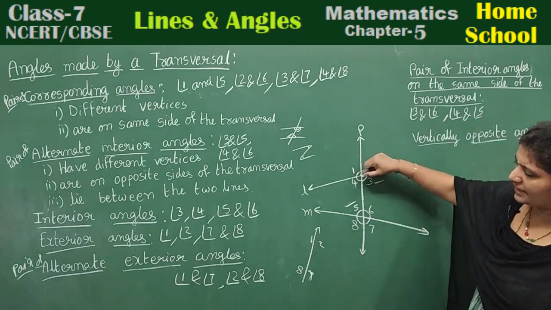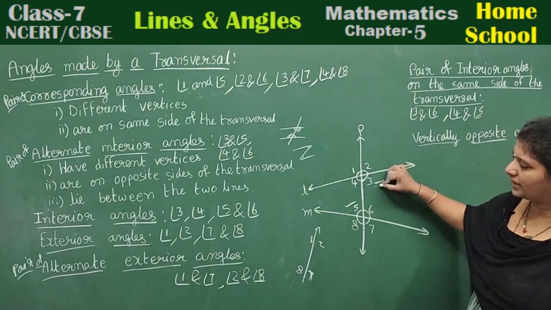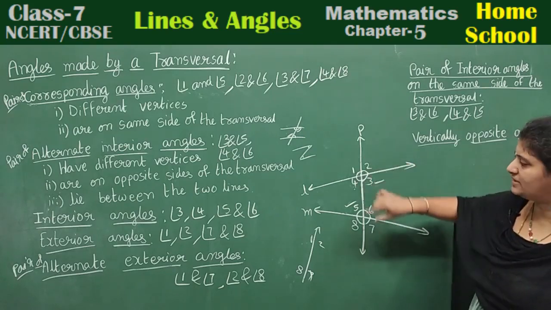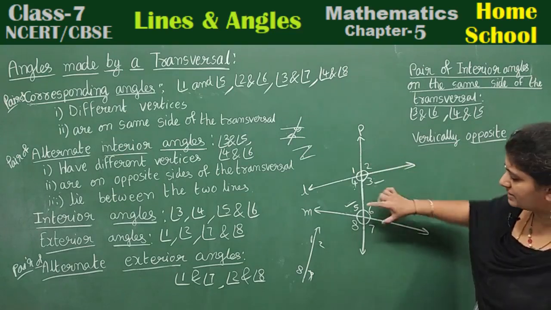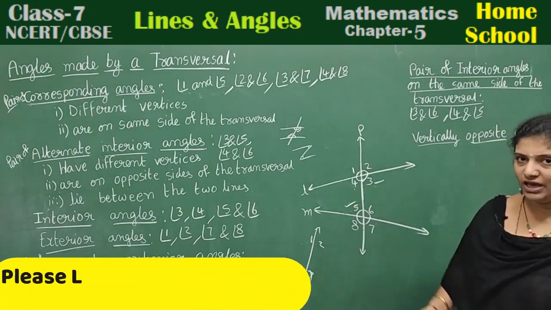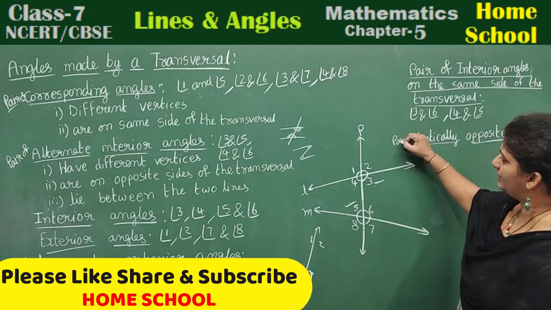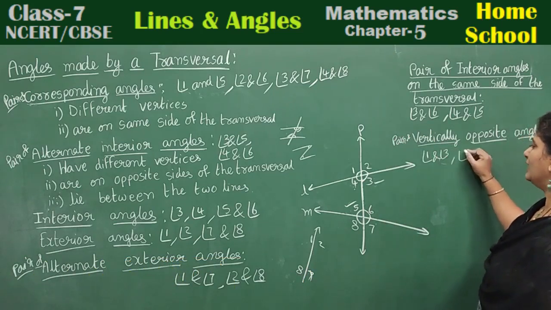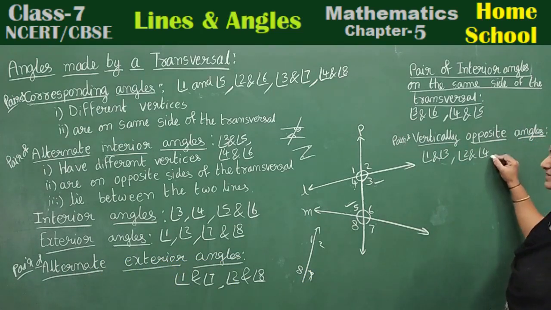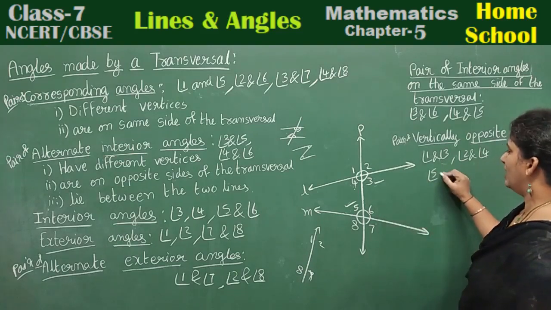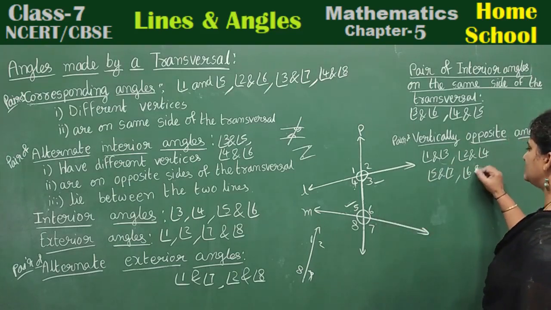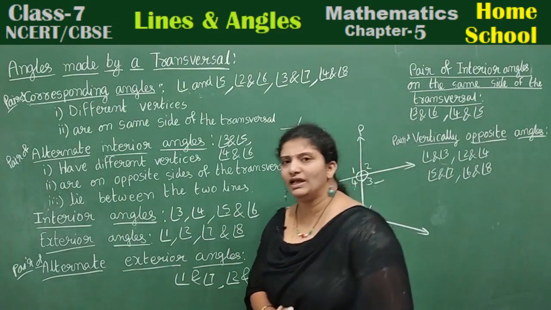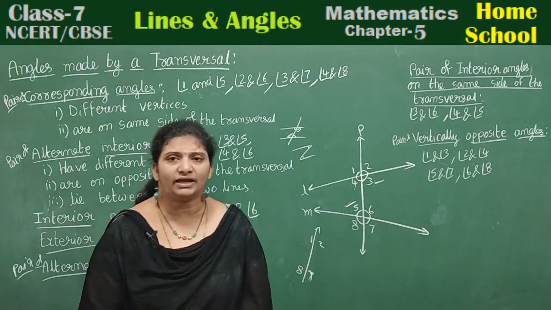Angle 1, this is the intersecting point, right? Angle 1 vertically opposite to angle 3, angle 2, angle 4. These two are vertically opposite angles and these two are vertically opposite angles. These two, these two. Now write the pair of vertically opposite angles. Pairs you can write angle 1 and angle 3, angle 2 and angle 4, and next angle 5 and angle 7, angle 6 and angle 8. So finally, what are all the angles created by a transversal?